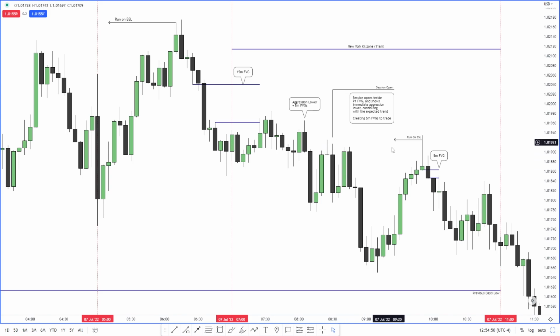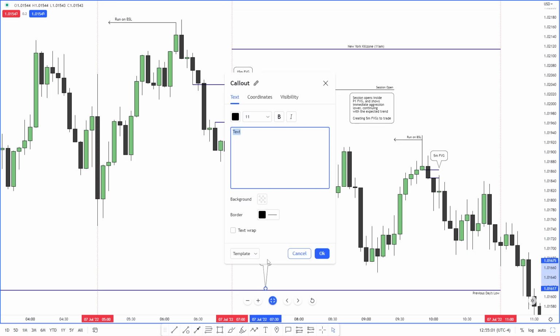So today as an example, and yesterday as well, I actually trade just with 5 minute fair value gaps, and they seem to be working quite well, so I'm quite happy about that. And target would have been this, previous day low.